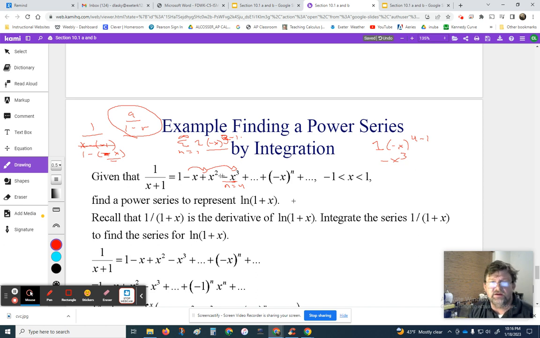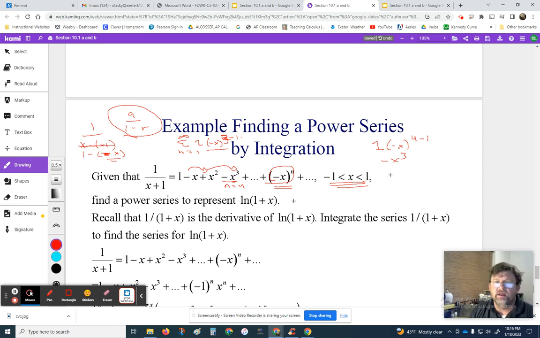So what does this become? This becomes negative x to the n power. That's our idea over here. So negative x to the n power, because negative x to the 0 is 1. Negative x to the first power, negative x to the second power, negative x to the third power. That's what this becomes. Now, we are centered at 0, with negative 1 less than x, which is less than 1.